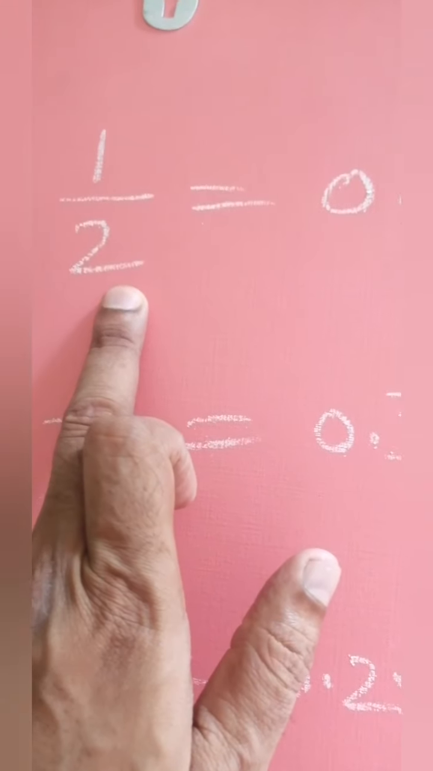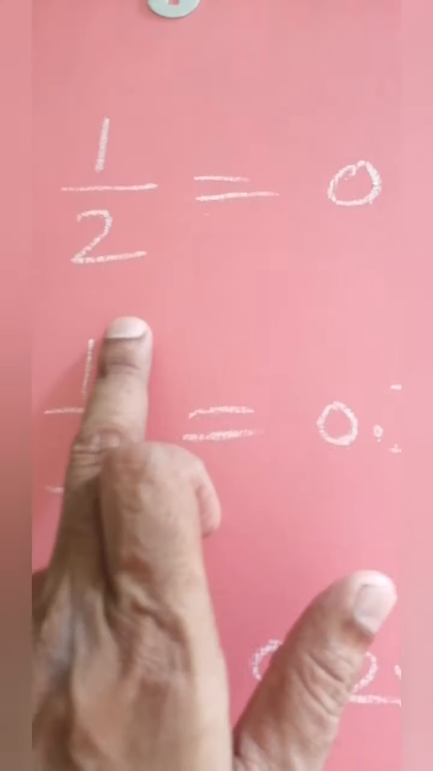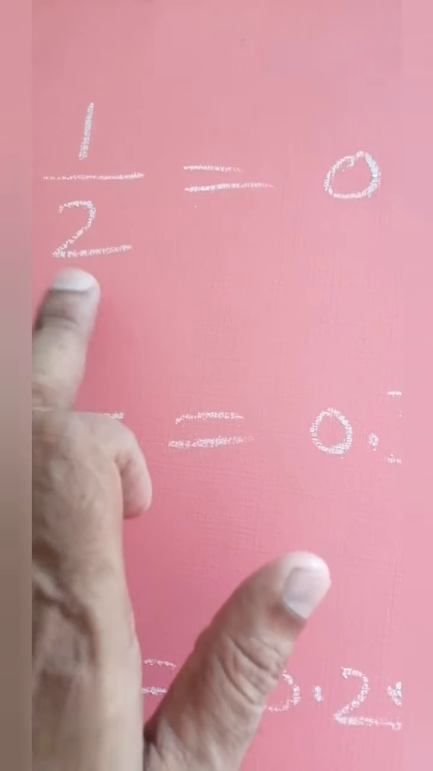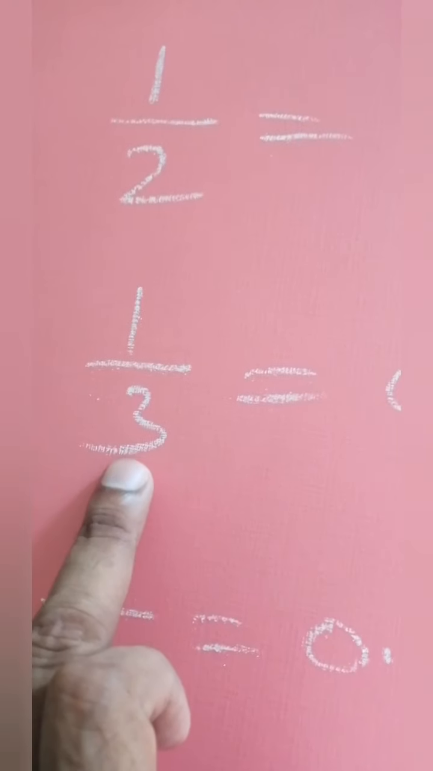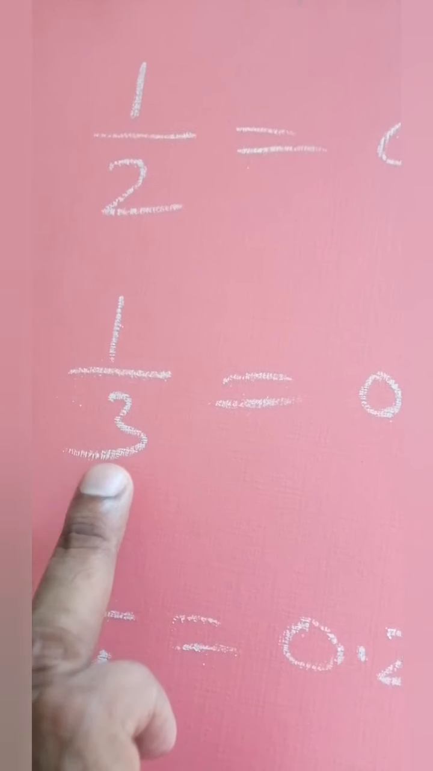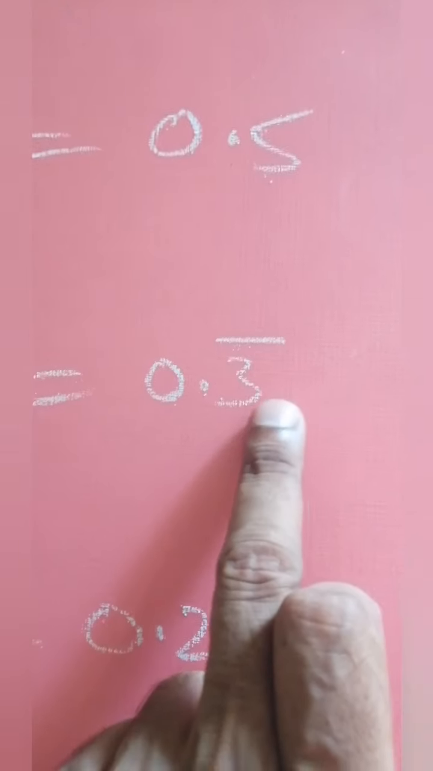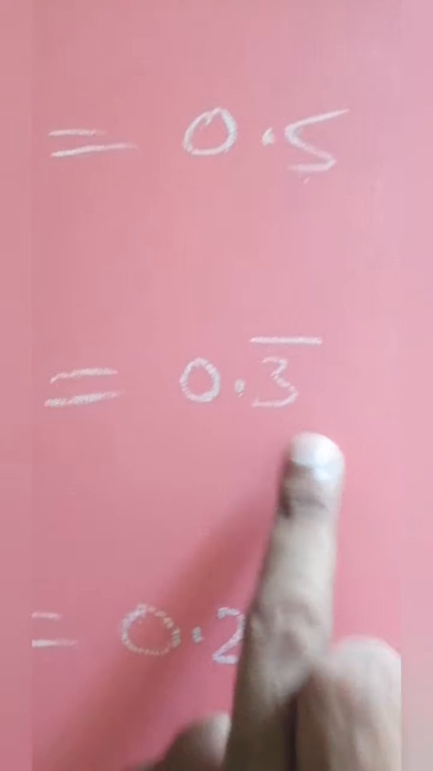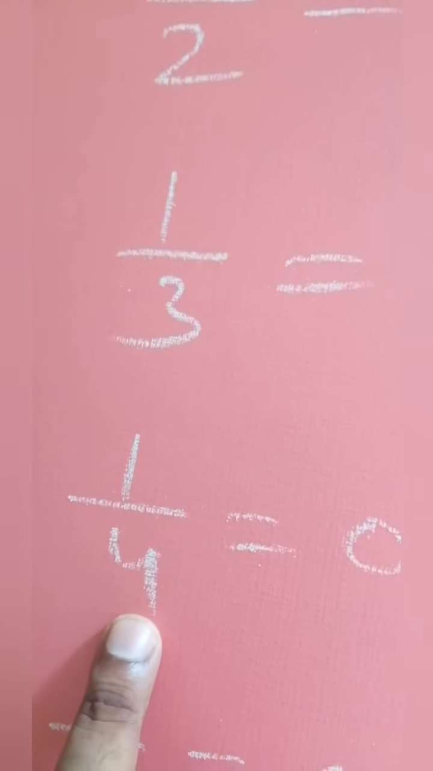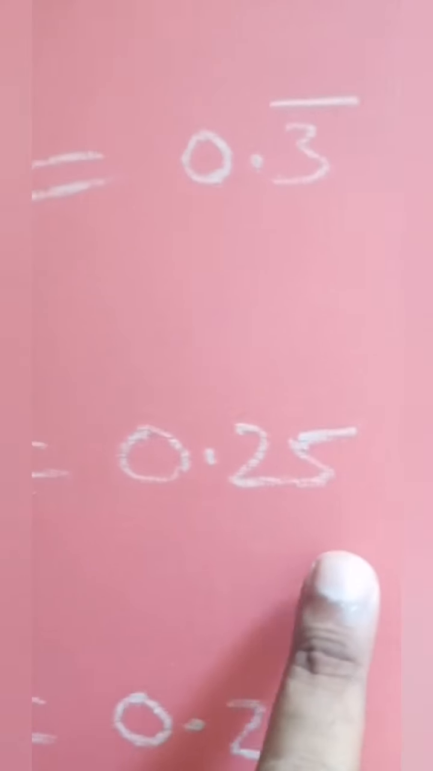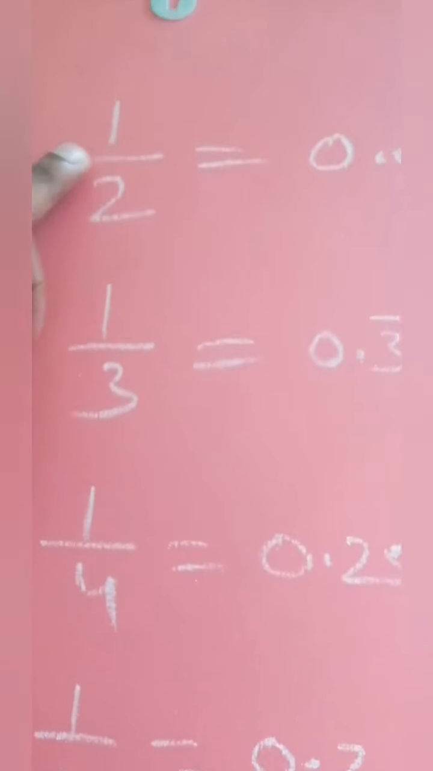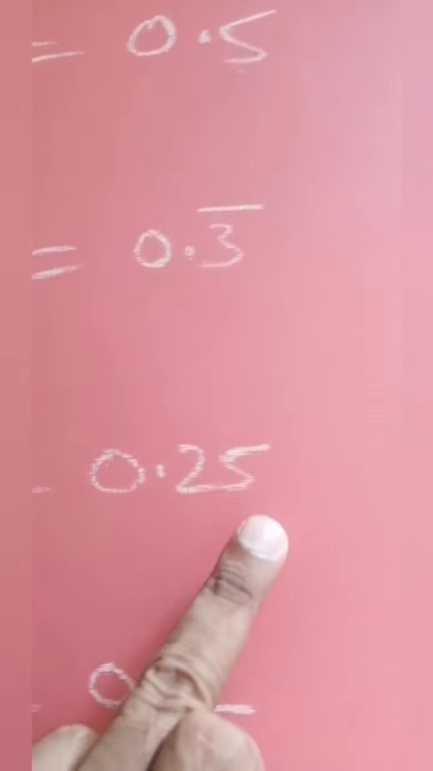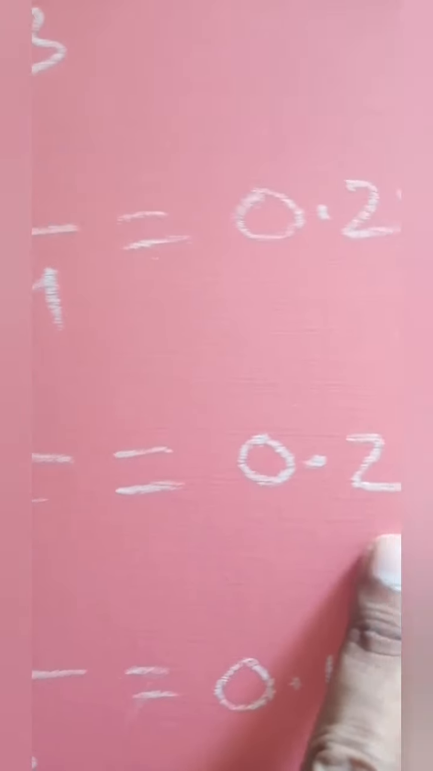1 by 2, in this fraction p is equal to 1 and q is equal to 2. So q, the denominator, is 2, therefore it is terminating. Here the denominator is 3, other than 2, so its decimal expansion is non-terminating. 4, that is 2 square, 2 into 2, 4, so its decimal expansion is terminating. 5, again we are getting terminating. Okay, when 2 is there in the denominator we are getting terminating, when 5 is there we are getting terminating.